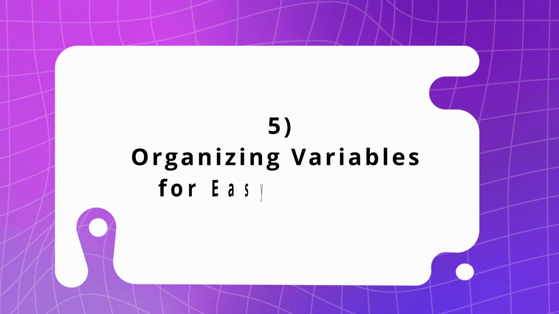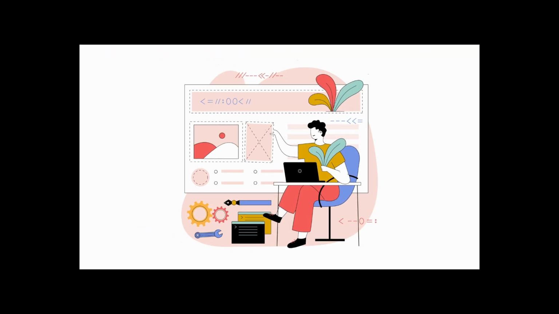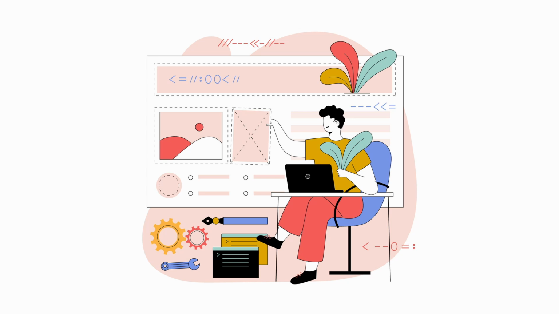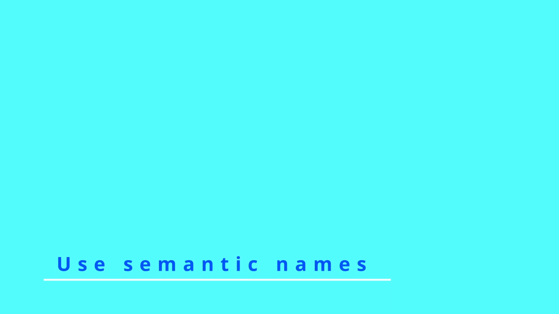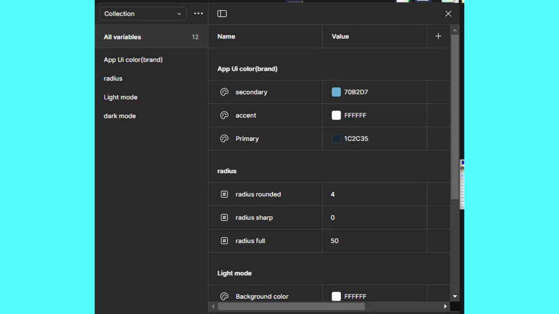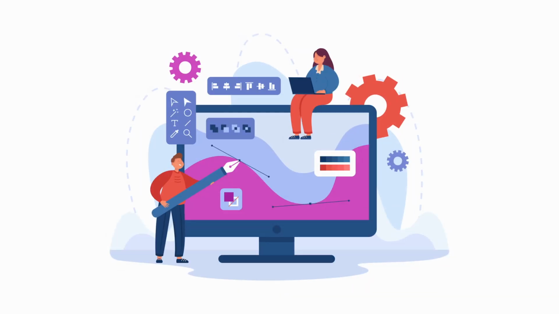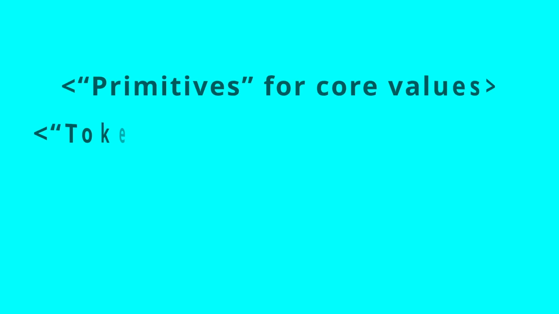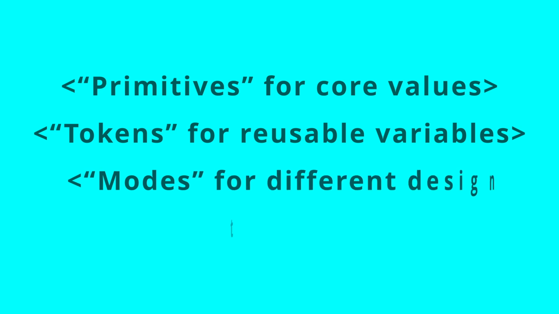Now coming to organizing and updating variables in our design system. Once you have set up your variables, it's crucial to maintain good organization, especially if your design system grows. Use semantic names for variables like primary button color, secondary button color, or text body color. This improves readability and ensures everyone on the team understands the purpose of each variable. Regularly check the collection names to keep them organized. For instance, primary for core values, tokens for reusable variables, and modes for different design themes.